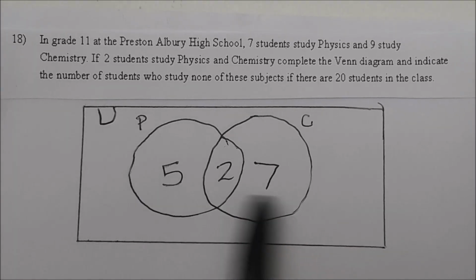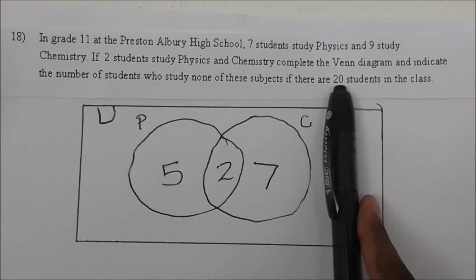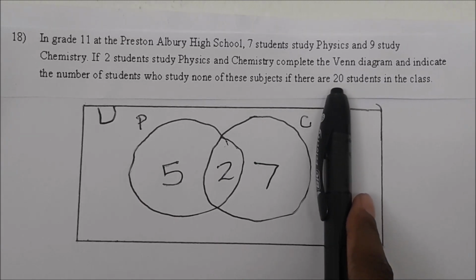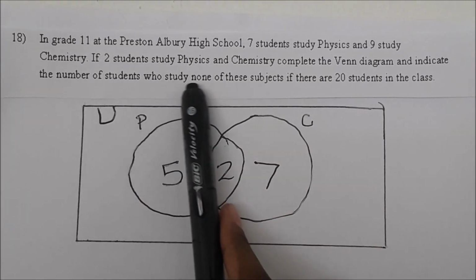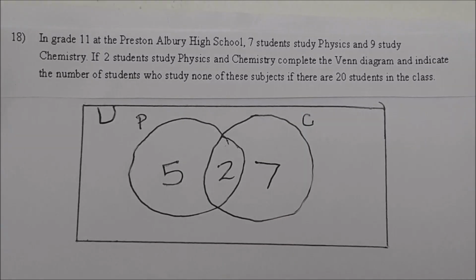Then you add all the numbers together and subtract it from 20. And 20 represents the number of students who study none of these subjects. No, 20 represents the number of students in the class, so we have to find the number of students who do not study physics or chemistry. So add them.